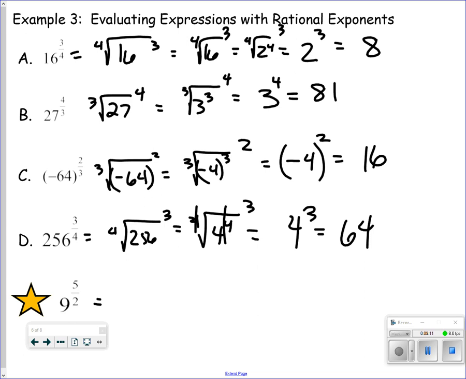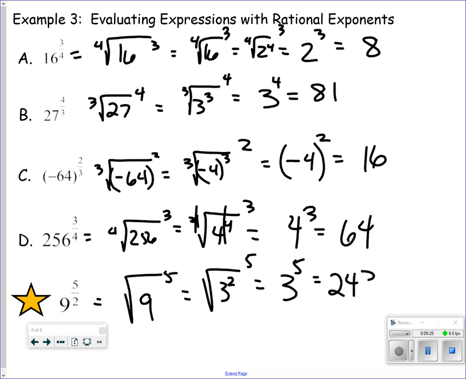All right, welcome back. So this would be the square root of 9 to the 5th. Well, the square root of 3 squared, so that would be 3. And then 3 to the 5th power is actually 243.